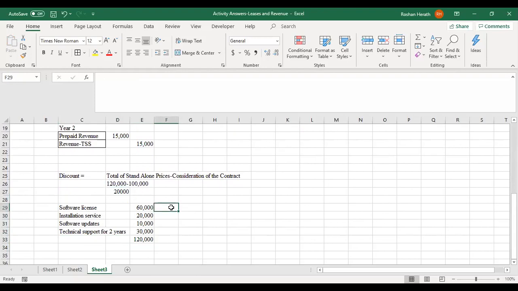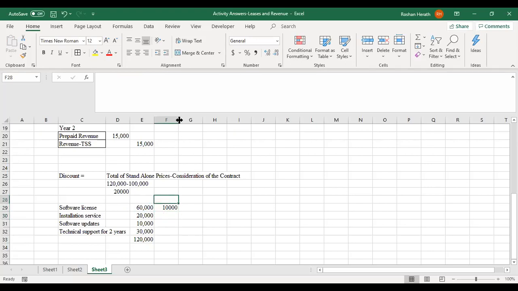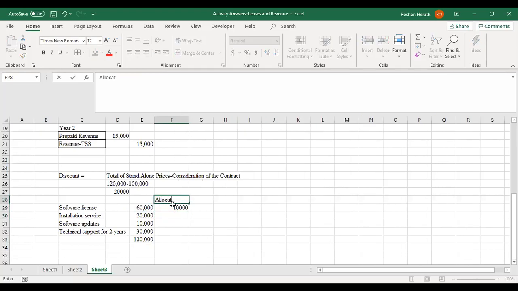For this discount, you need to take the pro rata basis. So what is the pro rata basis? For the first one, it is the discount, 20,000, multiplied by the proportionate basis, 60,000 divided by 120,000. So out of the 20,000 discount, you allocate 10,000 of the discount. First you need to allocate that.